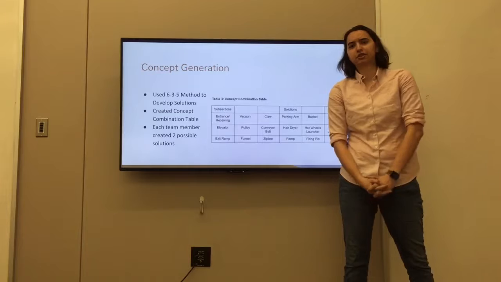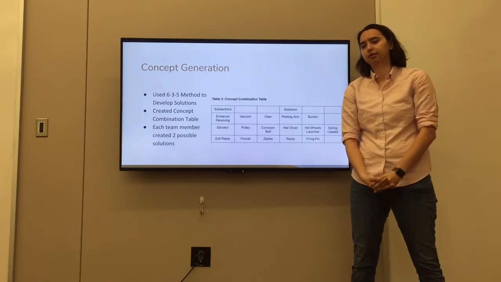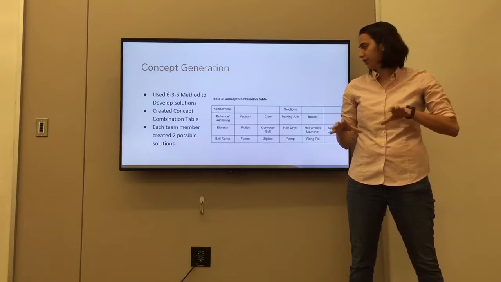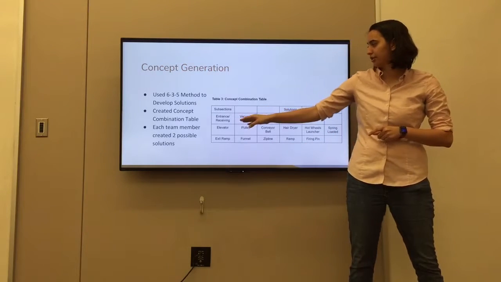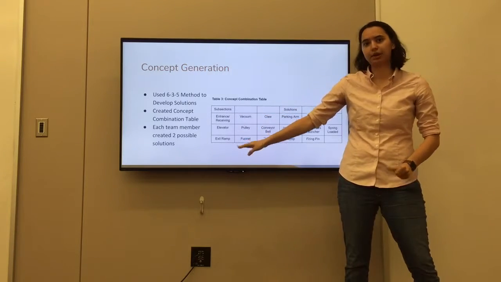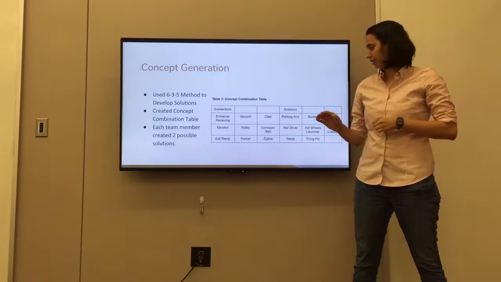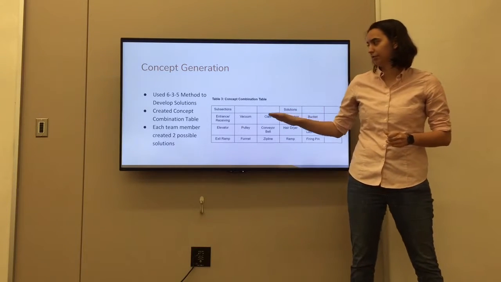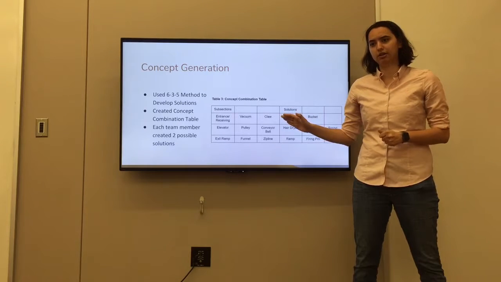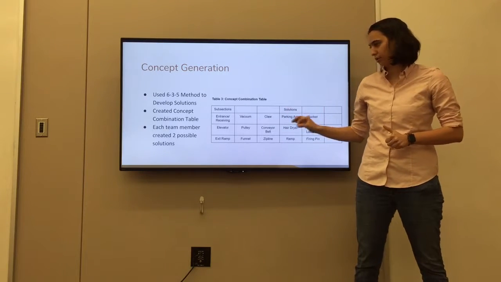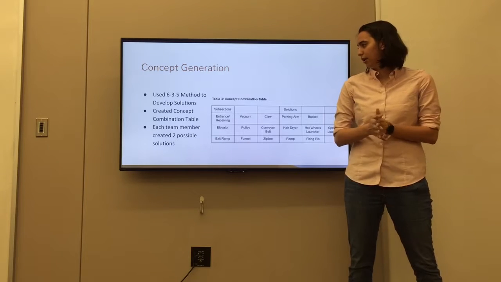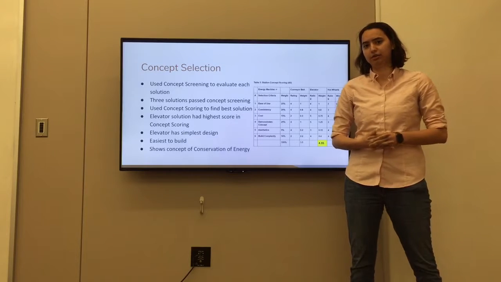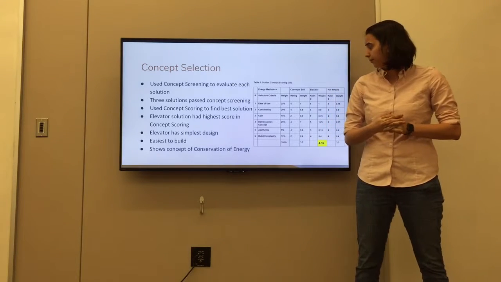So for the concept generation section, we first started out by identifying three subsets of our product. So three different sections of our product, which are right here: entrance, receiving, elevator, and exit ramp. We then came up with three different solutions for each subsection to create this concept combination table as shown here. From there, each person took a subsection to create possible solutions. And then we evaluated each of the solutions to find the best solution to make for the product.